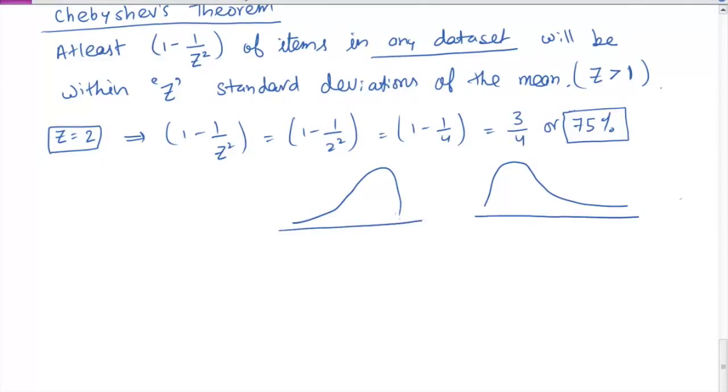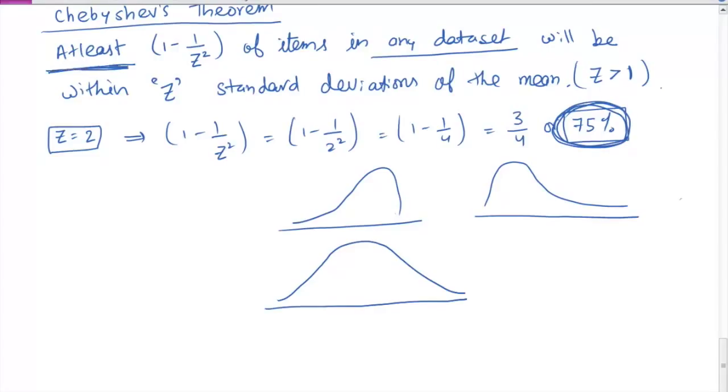In fact, because it says at least, the least value you will get is for skewed distributions. If your distribution is symmetric, like this, then obviously this percentage will be more than 75%. So for symmetrical distributions, it will be more than this number. The theorem only gives you the lowest possible value for this percentage, and in reality, the number could be more.